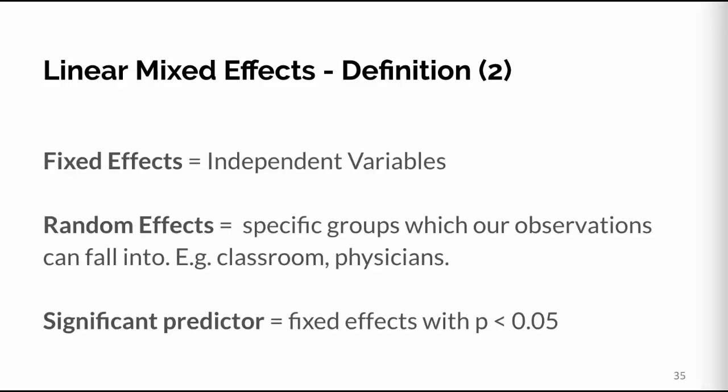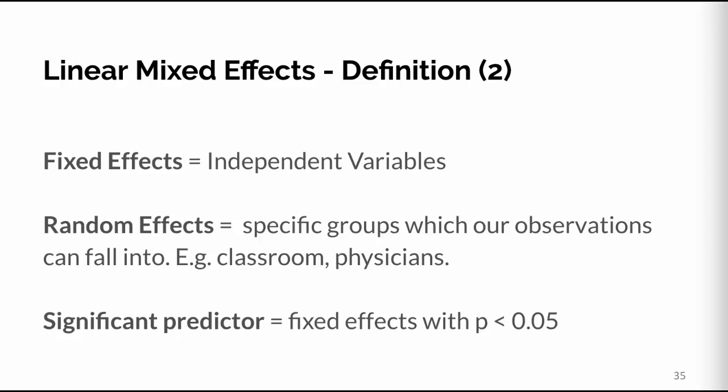Fixed effects are the independent variables recorded for each observation. Random effects are additional variables and specific groups which observations can fall into. For example, students in each district belong to different classrooms, and so we use classroom as a random effect.